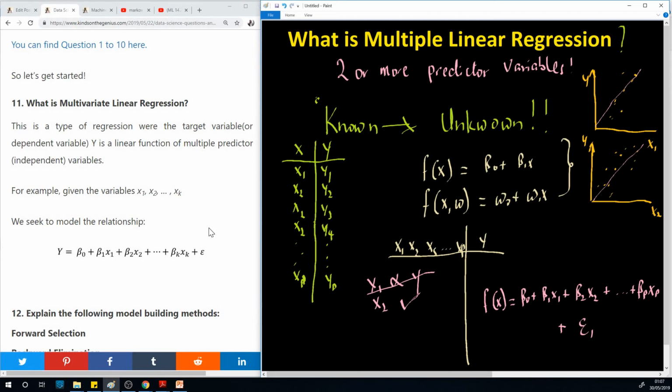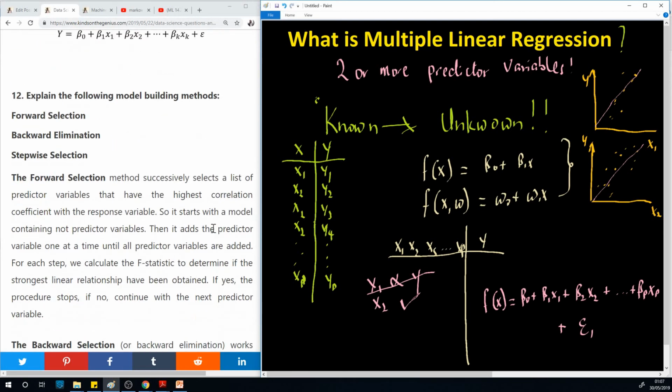And in the next question, question 12, we are going to look at three terms, which are forward selection, backward elimination, and stepwise selection in the case of model building.